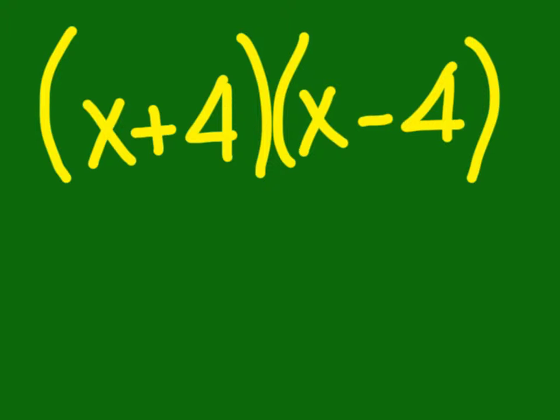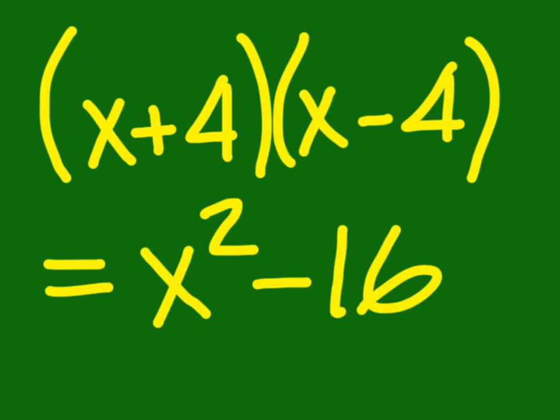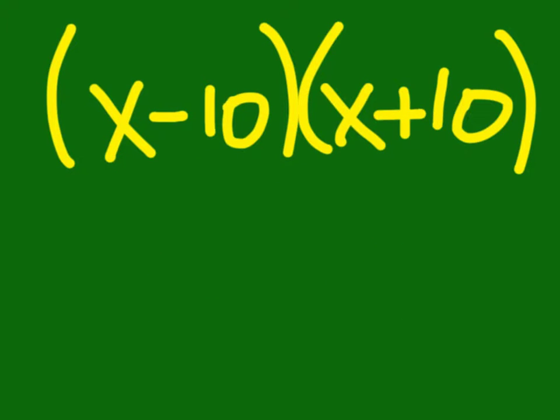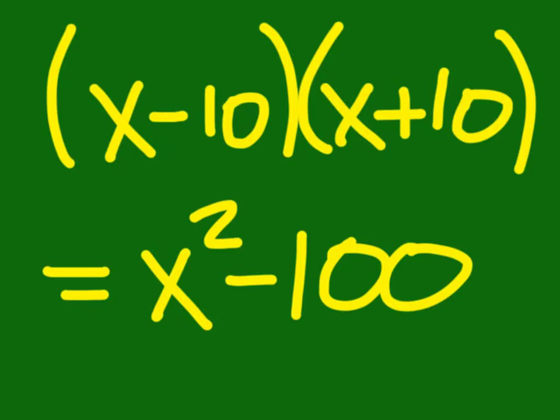What if I had x plus 4, x minus 4? What would the answer be? X squared minus 16. What if it were x minus 10, x plus 10? X squared minus 100.